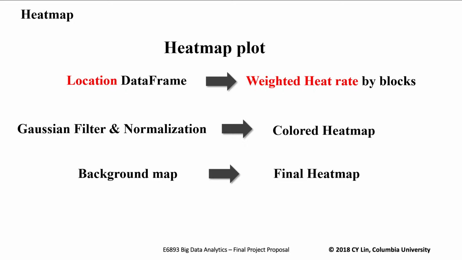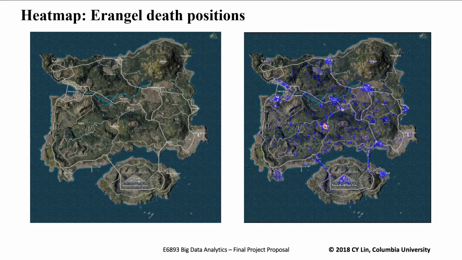Second, because of the skewed distribution of frequency on the map, we clip the frequency to a certain range and normalize it. At last, we transform the frequency map into a colored map using a built-in color map, adjust the alpha channel of the heat map and stack the figure on the background figure of the actual game map. So this is the background picture and the death heat map of the Erangel map.